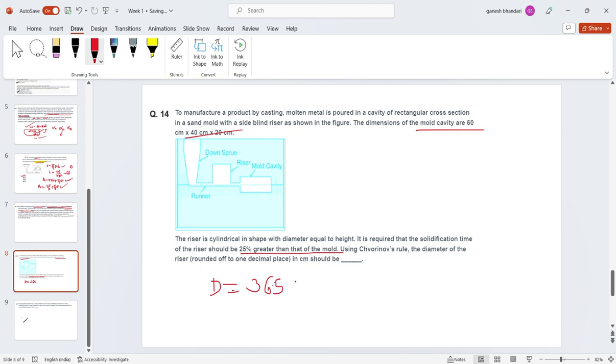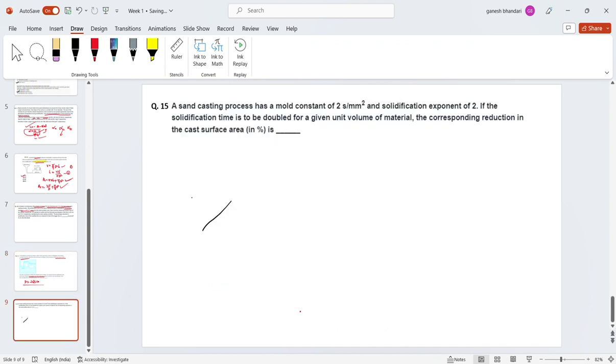So just try to calculate in your free time. Okay, so the last question is this. After that, if you have any doubt, we will discuss it. So it is again of the same type. The sand casting process has a mold constant given, and the solidification exponent is given. If the solidification time is to be doubled for a given unit volume of material, what is the corresponding reduction in the cast surface area in percentage?